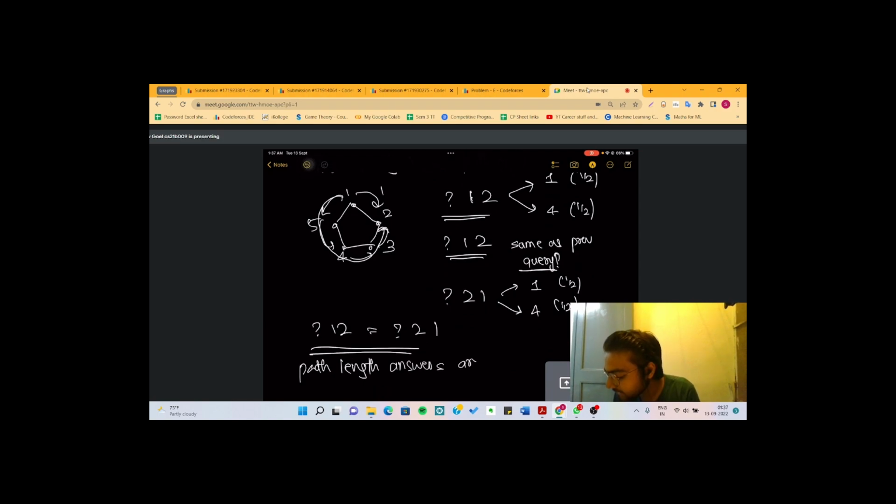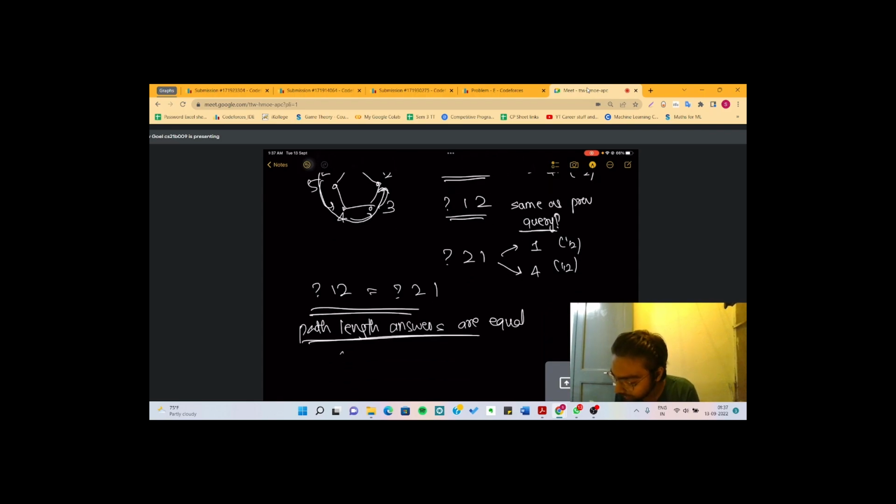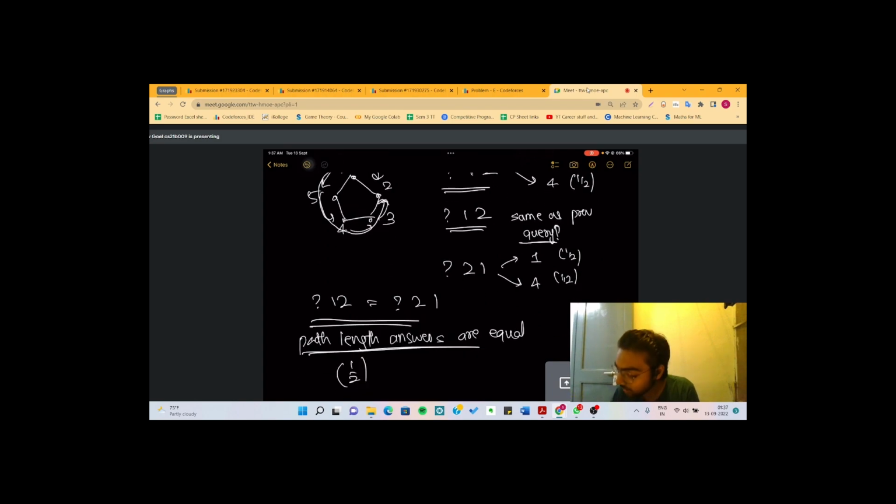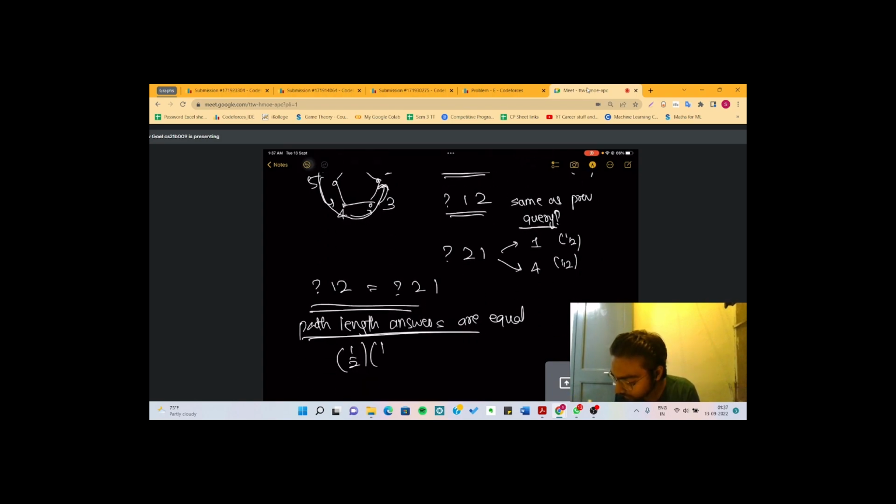What is the probability of this happening? So probability of this happening would be either 1, 2 gives answer as 1, and 2, 1 also gives answer as 1, so both give answer 1, plus the case where both give answer as 4. Either they'll both give answer as 4, or both will give answer as 1. So this is both answer equal to 4. This overall probability is half.